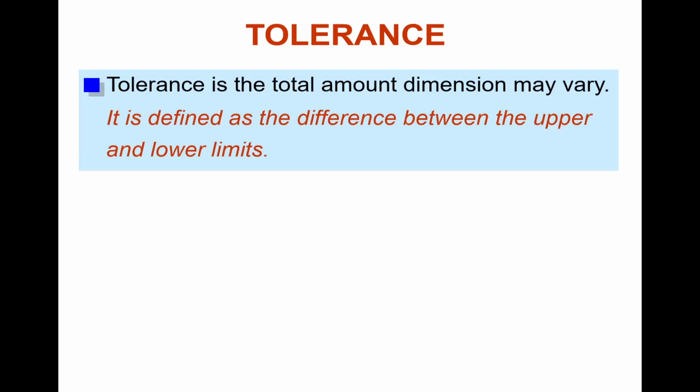And the tolerance. Okay, tolerance is the total amount a dimension may vary. Okay, it is defined as the difference between the upper and lower limits. Okay, so there is a plus minus, right. The minus is the lower limit, the plus is the upper limit. So if it is 9 plus minus 0.01, then 9 minus 0.01 is the lower limit, and 9 plus 0.01 is the upper limit.